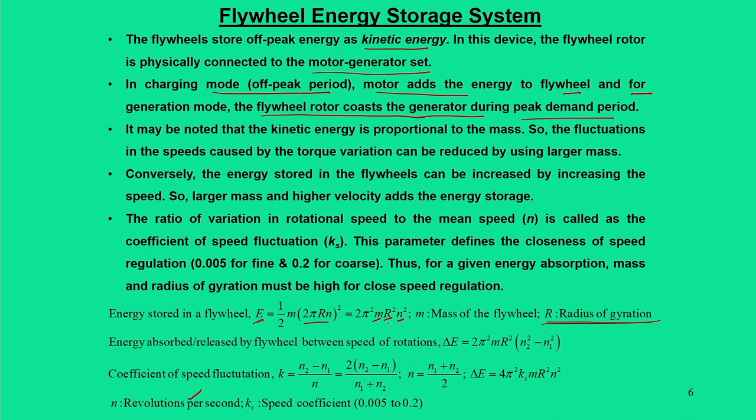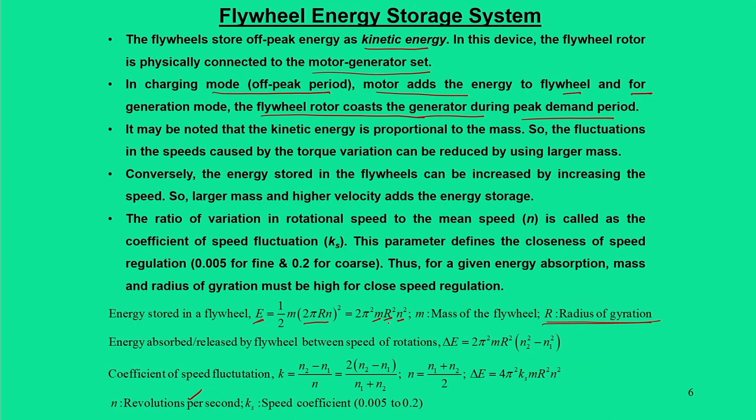So, for flywheels, normally what happens at the time of discharge of energy from the flywheel, kinetic energy is transferred back to the generator set, which means that there is always a fluctuation of speed because the demand and the speeds are correlated. So, during the peak demand, when there is a fluctuation of speeds, that has to be restricted.